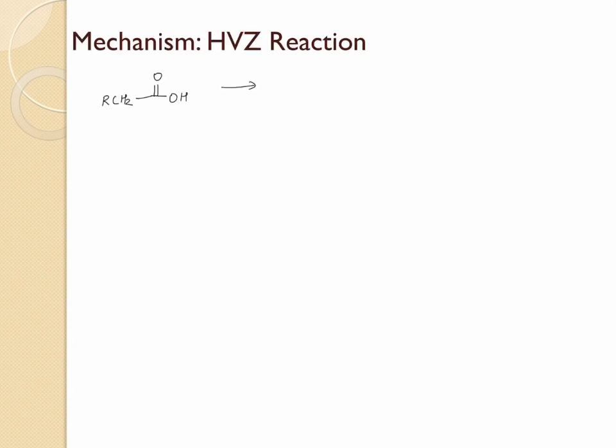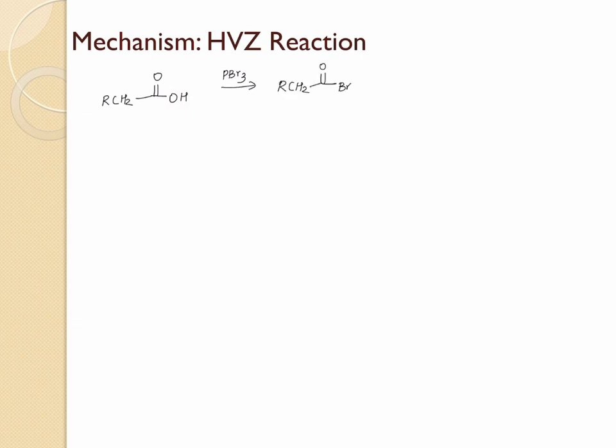Let's now take a look into the mechanism for the HVZ reaction. In the first step, the carboxylic acid is going to get converted into an acyl bromide, for which we are going to use PBr3. The PBr3 is going to convert this OH into a good leaving group, so the Br minus can go and attack the carbonyl carbon.